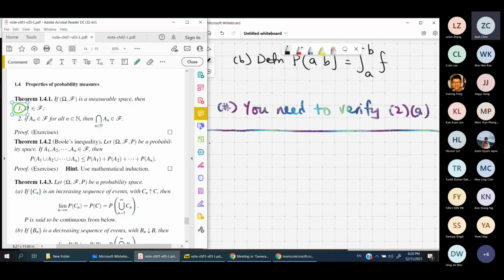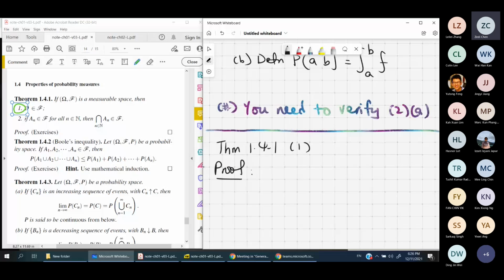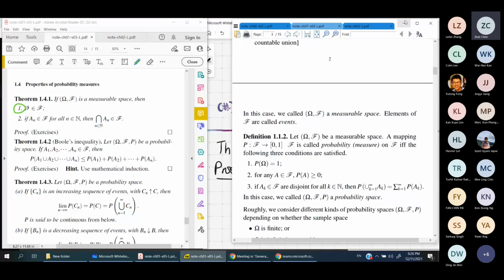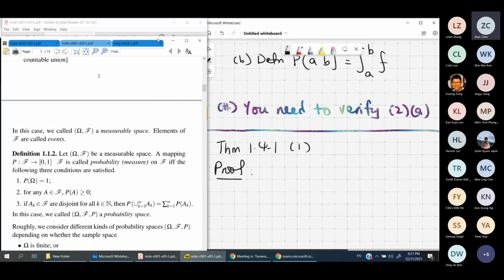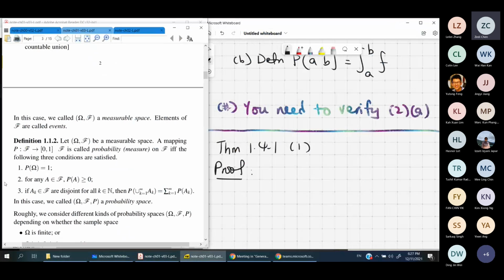Right. So theorem 1.4.1 part 1. We just look at the proof for it. In order to prove this, we want to prove that the empty set must be an event. To prove this, we have to go back to the idea. I think it's better to look at this one because the definition is on top there.